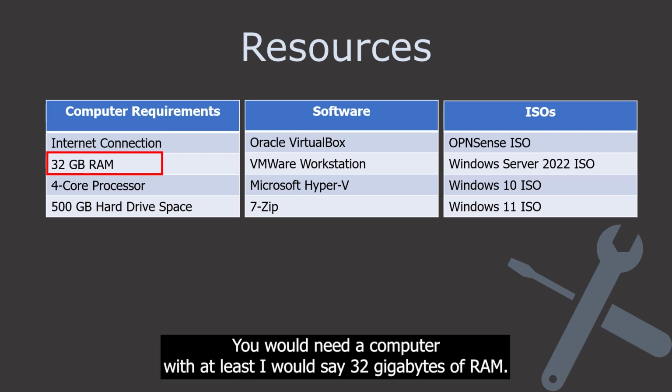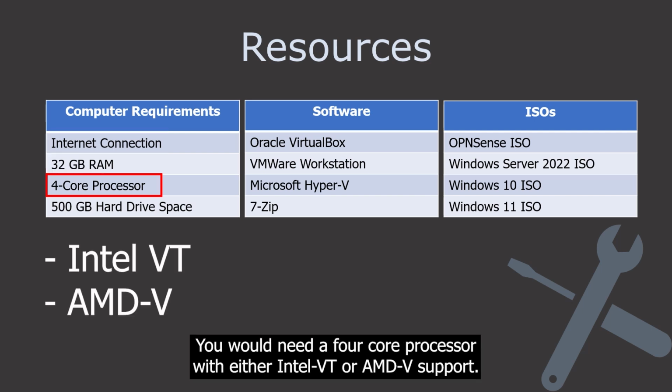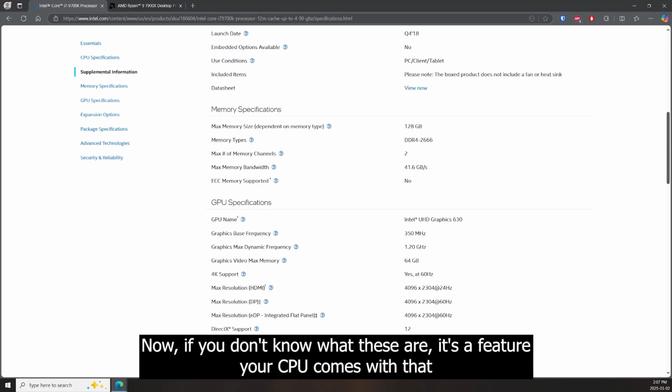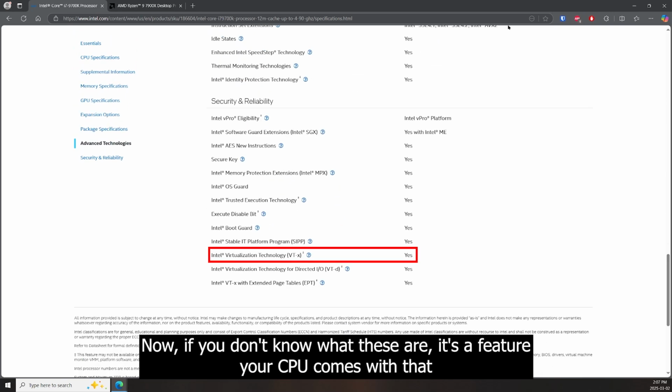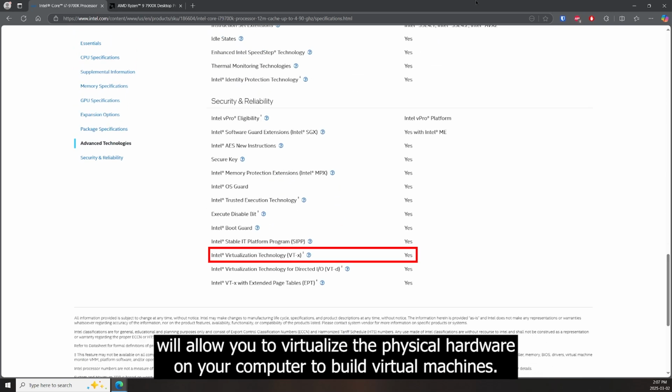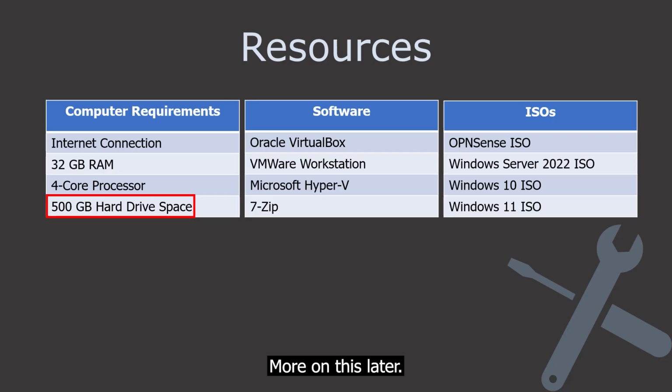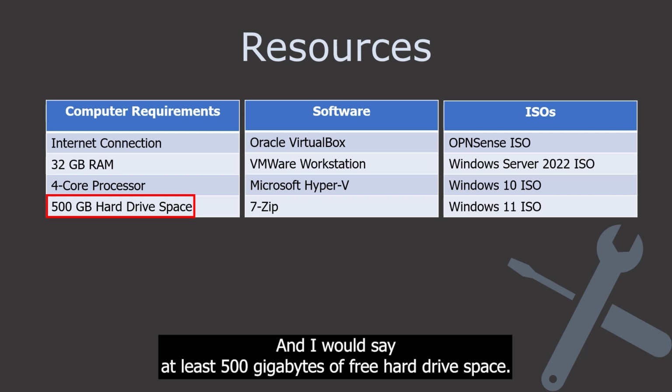You would need a computer with at least, I would say, 32 gigabytes of RAM. You would need a 4-core processor with either Intel VT or AMD V support. Now, if you don't know what these are, it's a feature your CPU comes with that will allow you to virtualize the physical hardware on your computer to build virtual machines. More on this later. And I would say at least 500 gigabytes of free hard drive space.